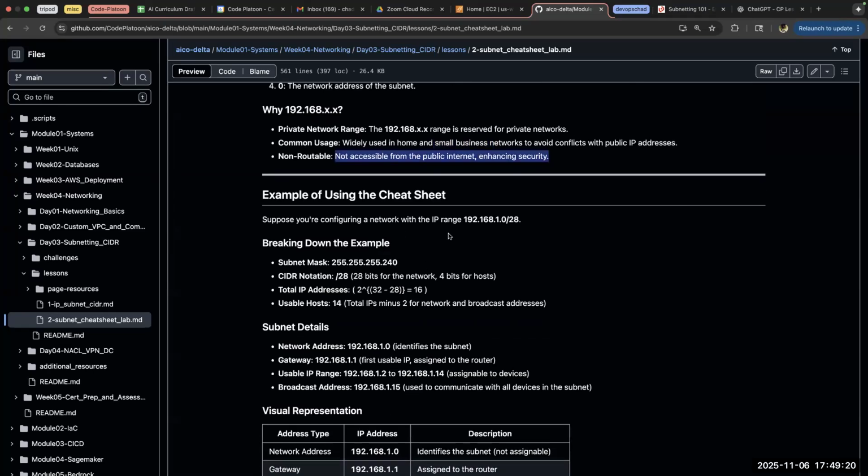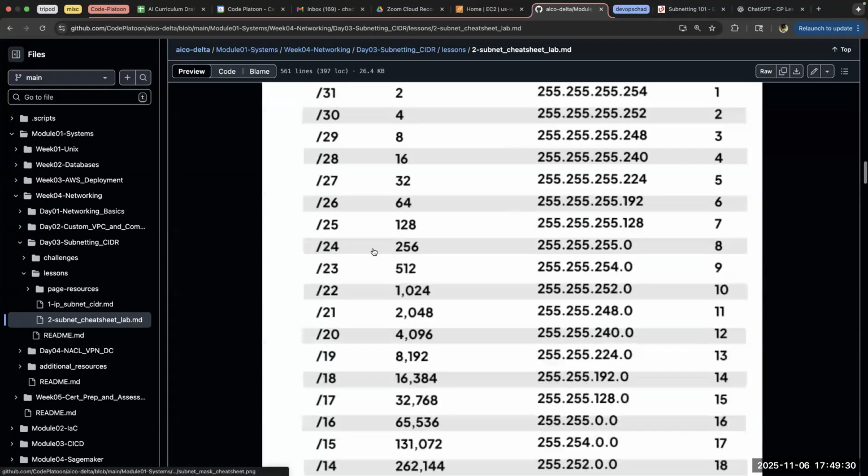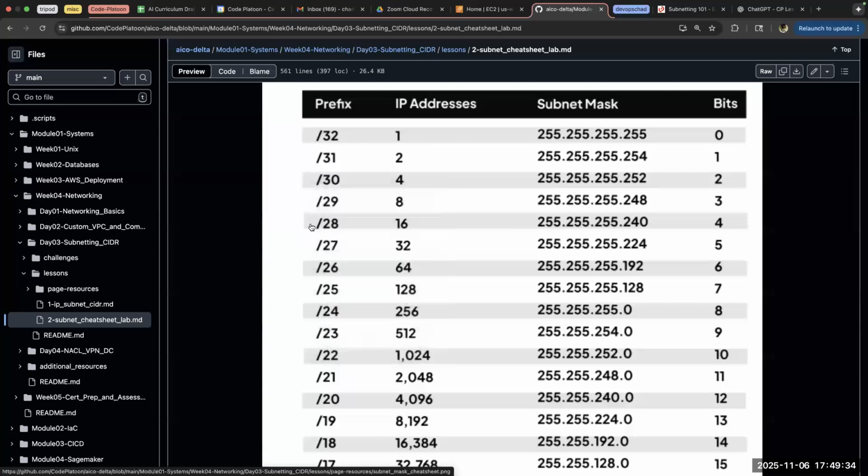Suppose you're configuring a network with an IP range 192.168.1.0 with a /28. The first thing you would do is go to your cheat sheet and find the /28. Can anybody tell me on a /28 network how many IP addresses you could have on that network? 16 minus 2. Yes, Nick knows this stuff. So why is it minus 2?